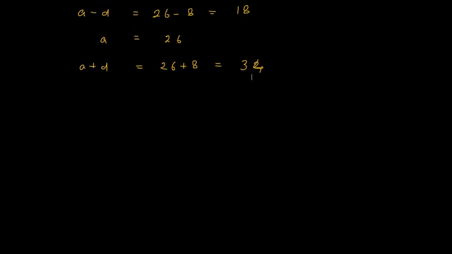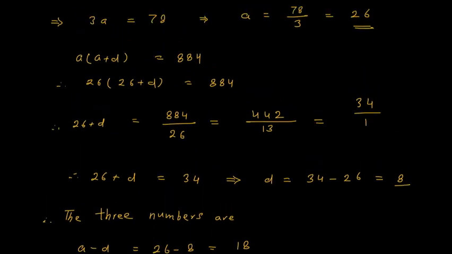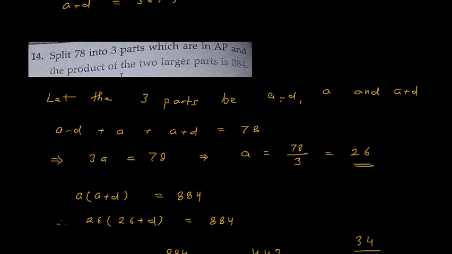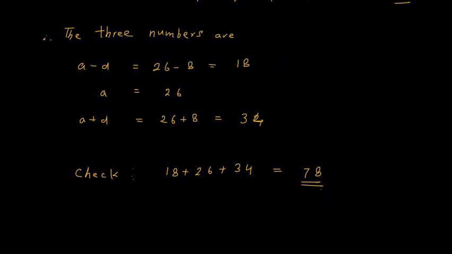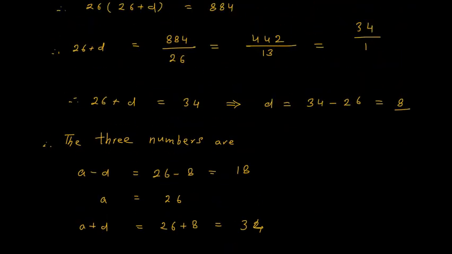You can cross check your answer. Check is always necessary. 18 plus 26 plus 34. We add all these three numbers. 8 plus 6 is 14, 14 plus 4 is 18, 1 carry, 1 plus 1 is 2, 2 plus 2 is 4, 4 plus 3 is 7. So the addition of three numbers is 78, and here we have to split 78 into three parts. So these are the answers. The three numbers are 18, 26 and 34.